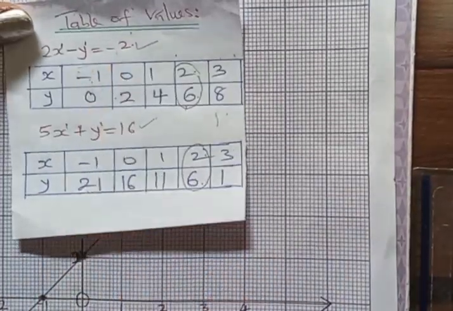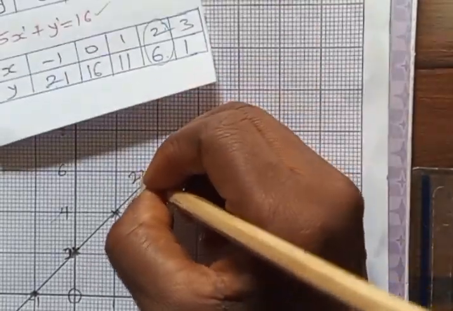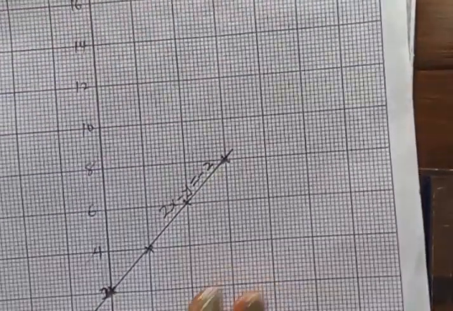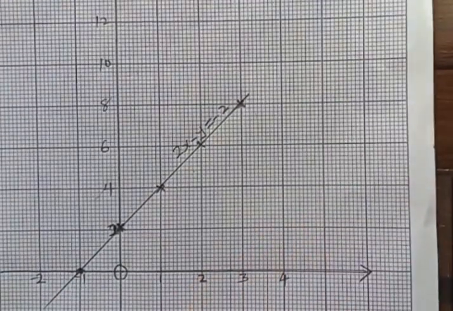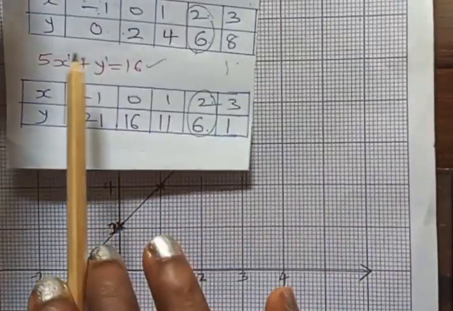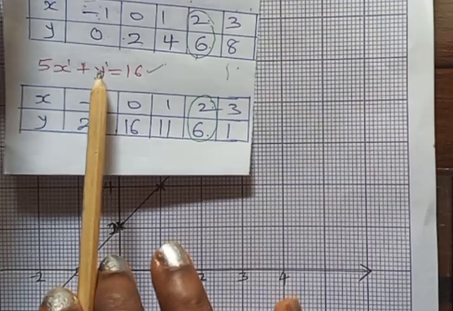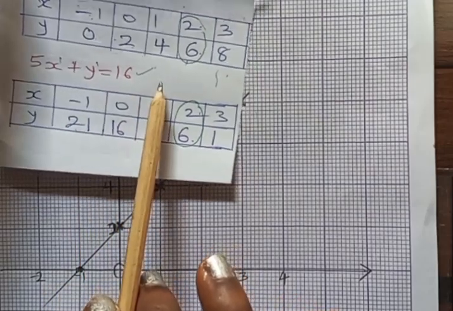You write the name of this equation on top of the line to differentiate which one is which. So we have 2x minus y equals minus 2 on this line. Then we go for the plotting of the second table for the equation 5x plus y equals 16. So let us plot that.